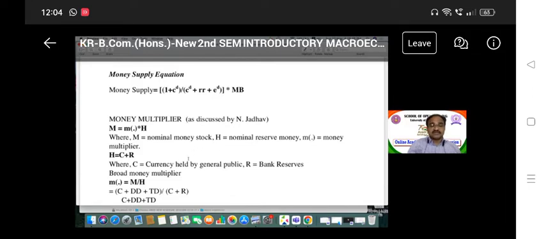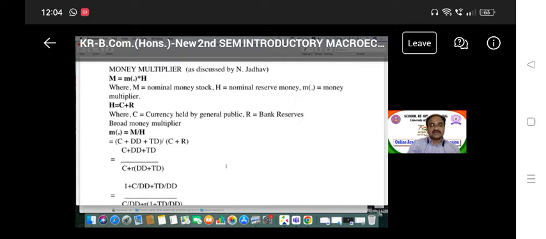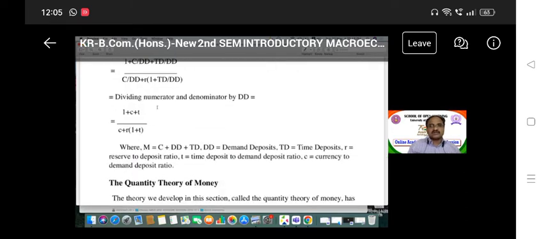To change the nominal money stock is to change the real money supply. So H is equal to C plus R, where C is currency held by the general public and R is bank reserves. This is the broad money multiplier. So small m is equal to M by H. M is money supply, C plus DD plus TD. H is high power money, C plus R. So (C plus DD plus TD) upon (C plus R). R means reserves with the RBI. You can simplify by dividing the numerator and denominator by DD, giving (1 plus C plus T) upon (C plus R, 1 plus T).